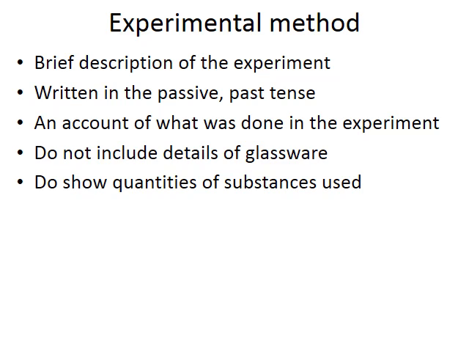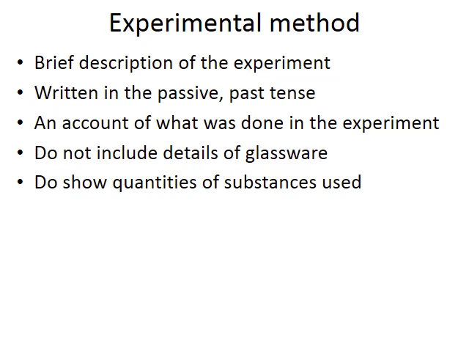It should be written in the passive past tense, and we'll see examples of that on the next slide. It should not be written like an instruction list, like a recipe, but it should be a narrative of what you actually did in the experiment. Do not include details of glassware, but make sure you show quantities of the substances that you used. It's important that someone reading your experimental method should be able to repeat the experiment.